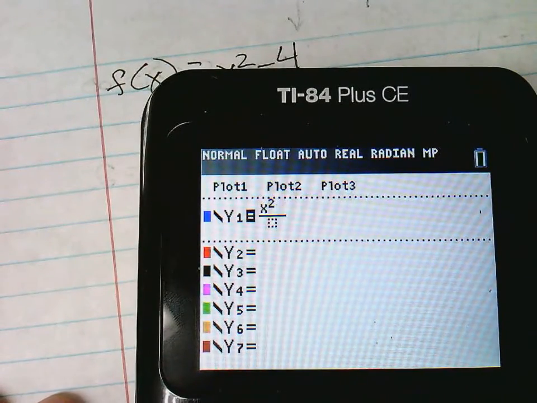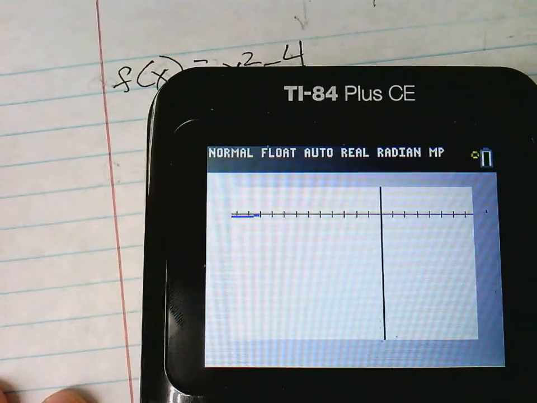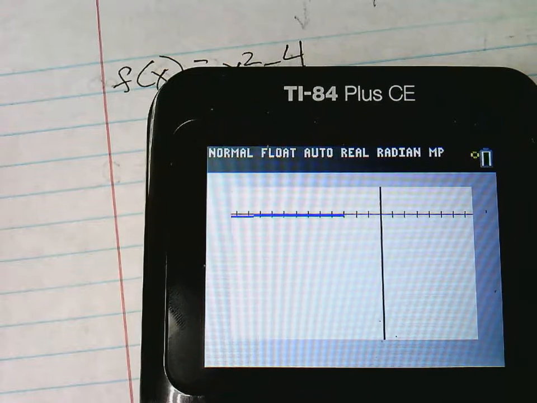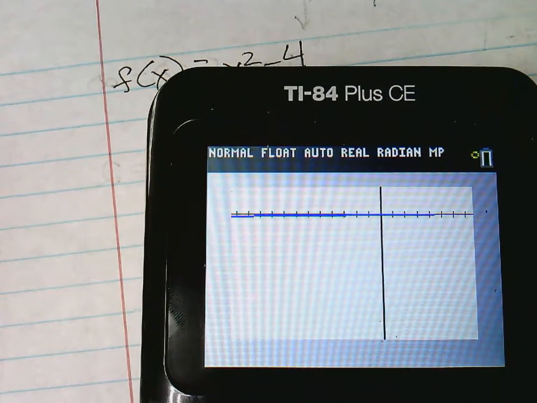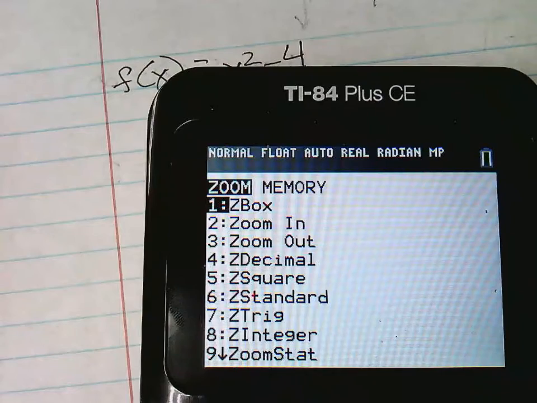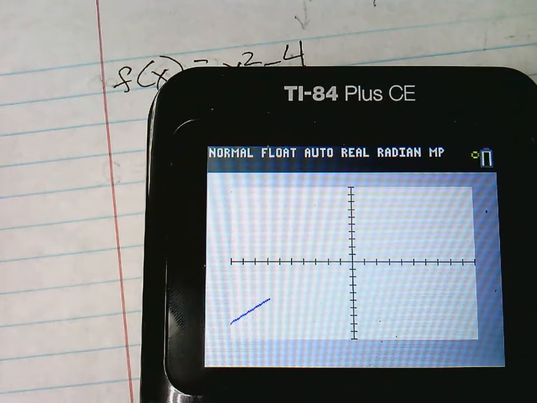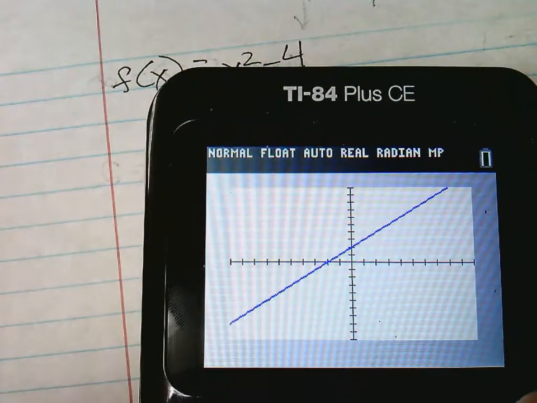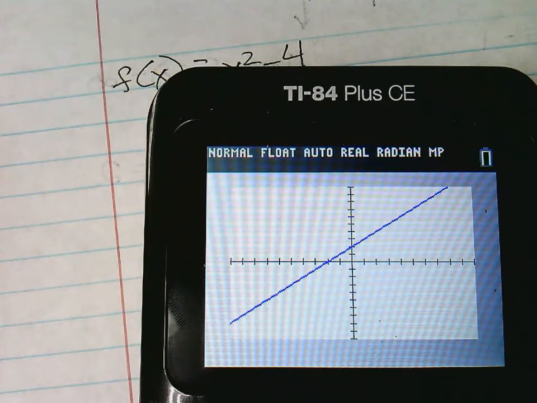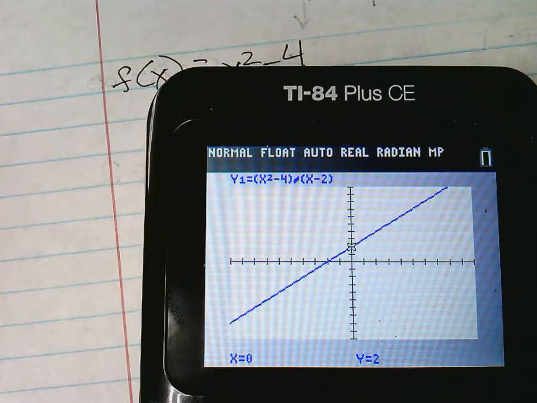So x squared minus 4 over x minus 2. Oops, I'm going to fix my window after it lets me. This should look like a diagonal line. Okay. Now there is going to be a point of discontinuity at 2, because there's going to be a hole there. You can't see it, but there is going to be one.